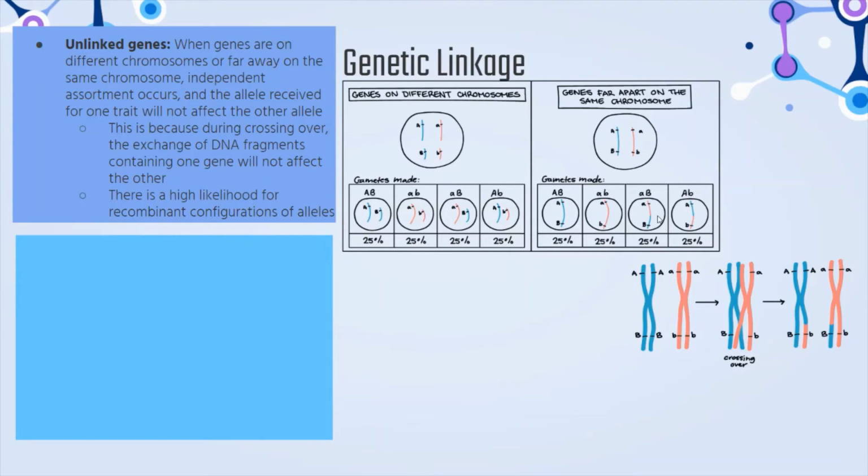So you can see in this diagram of crossing over that the two genes are far away. So when they cross over, they will not combine together, and as a result, there is an equal likelihood for each of the gametes that are possible.